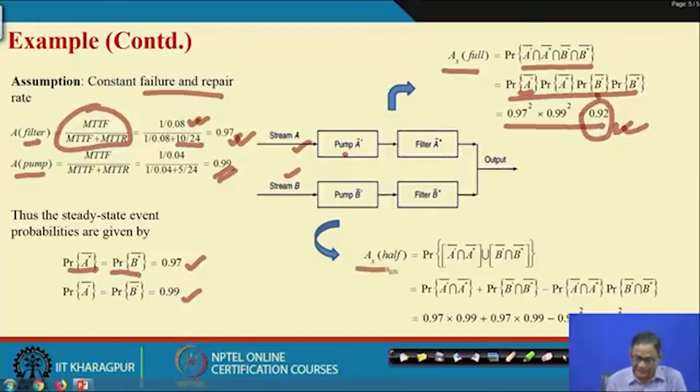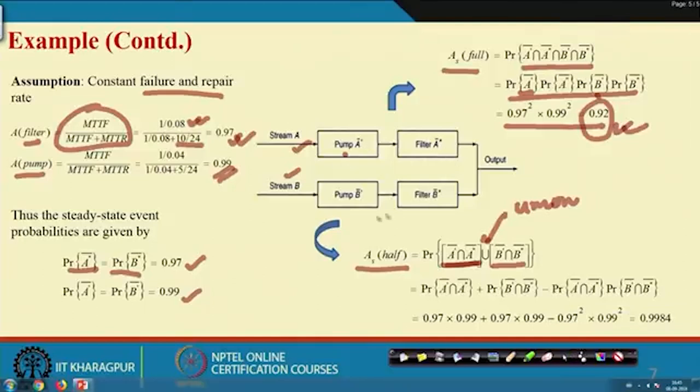Now what will be the case for half production? If one of the two streams work, then half production. So that means either stream A works or stream B works. Stream A works is A dash bar intersection A double dash bar. Stream B works means B dash bar and B double dash bar intersection. Now one of them works, that's why the union is given here. So it's some kind of OR gate.